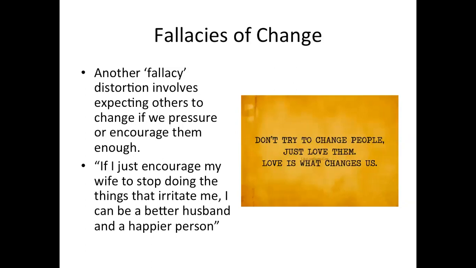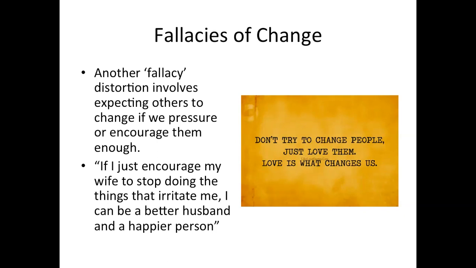Fallacy of change. This one is common, especially in relationships, where we think that if we say the right thing, or we encourage the right way, or if we criticize someone, they're going to change. And in therapy, we try and highlight that this is a fallacy. The only person you have control over changing is yourself. When it comes to changing other people, it doesn't work, because either they're going to change and resent you for forcing them to change, or they're not going to change and you're going to be resentful that they didn't.